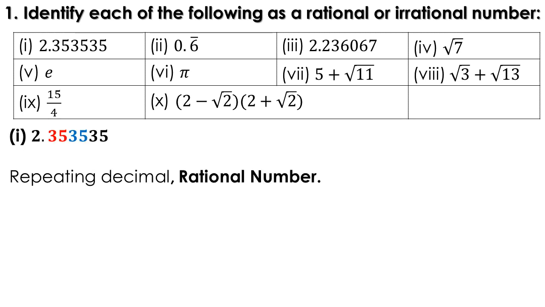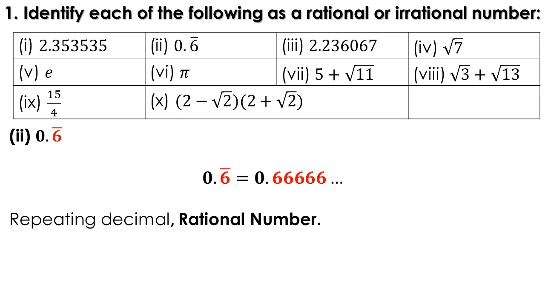First, let's look at the number 2.353535. Do you notice how the numbers 35 keep repeating forever? That's called a repeating decimal. Since we can write repeating decimals as fractions, this is a rational number. Next, we have 0.6 with a bar over it, meaning the 6 repeats forever, like this, 0.66666 and so on. This is also a repeating decimal, so it can be written as a fraction. That means it's a rational number.